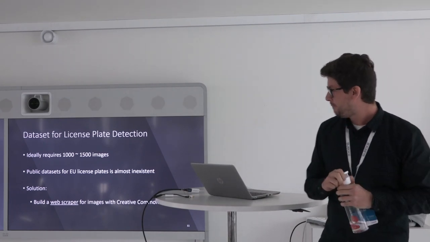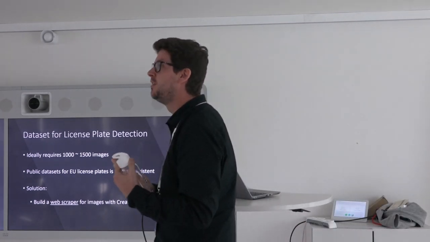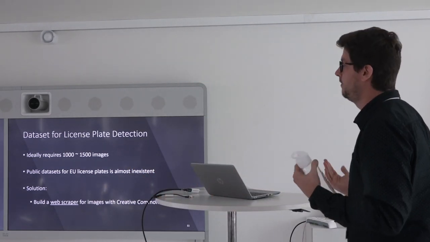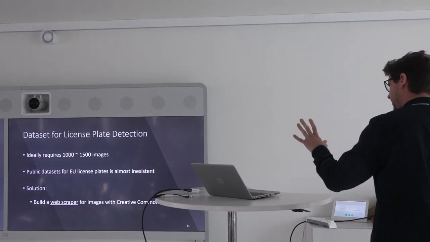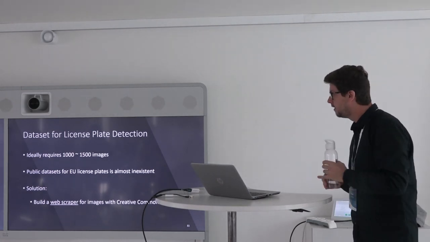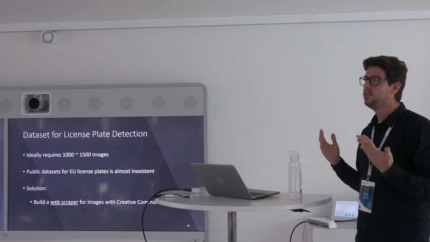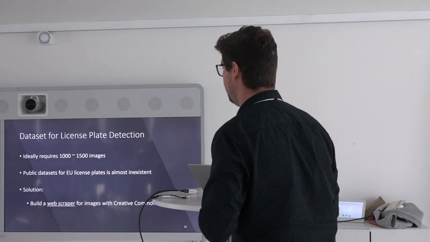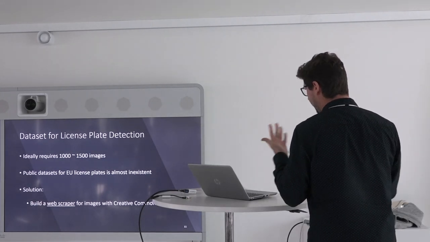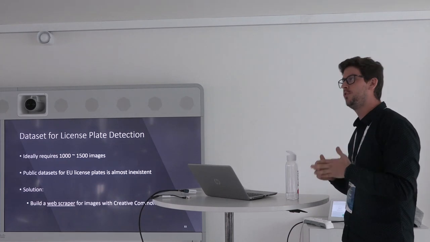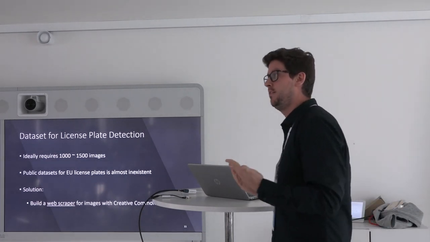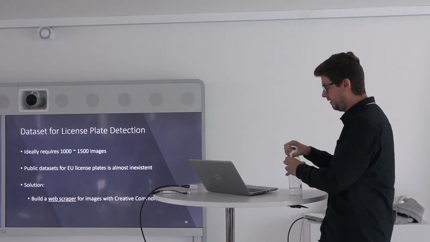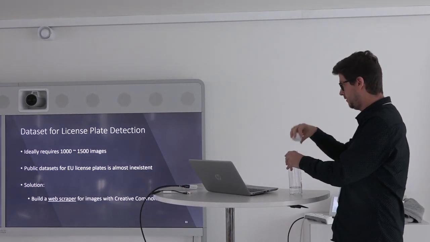So the problem with machine learning is that we always require data to train our algorithms. For the license plate detection, we would ideally require between 1,000 and 1,500 images. And the first thing that we did was, I'm going to search online if there are some data sets that we can use. But there are a lot of images, but not labeled.